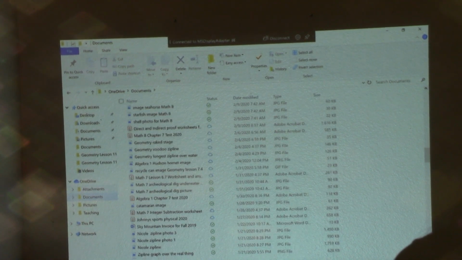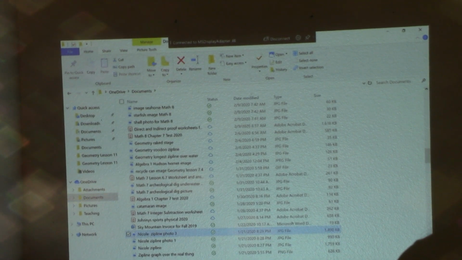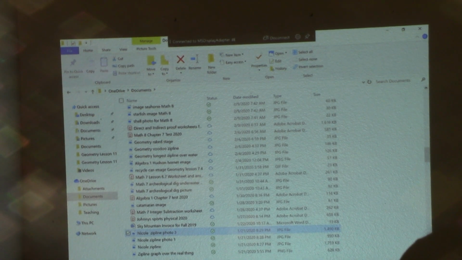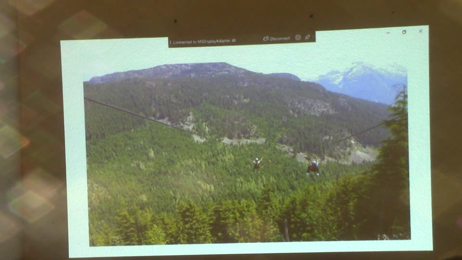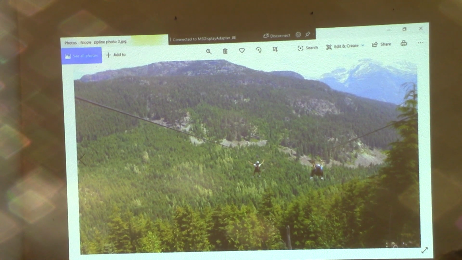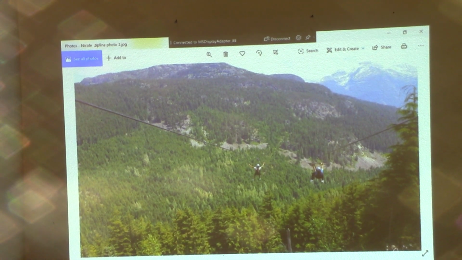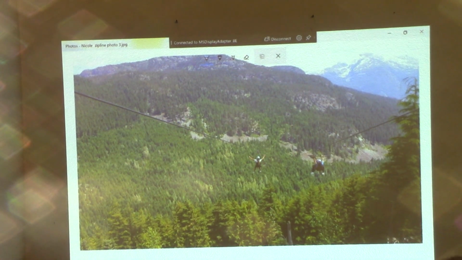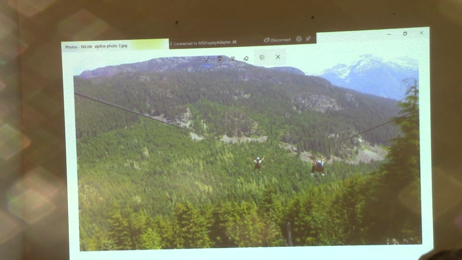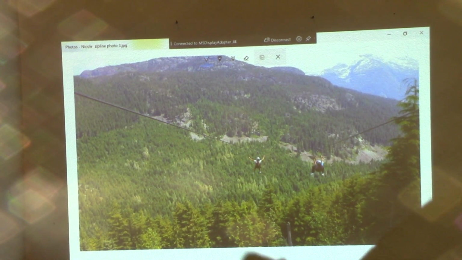Just be patient. We're getting close. There we are. And there she is, going down the mountain. I don't remember who this was. I think it was my brother. But that's her. Now, what we're going to do is talk about, hang on.